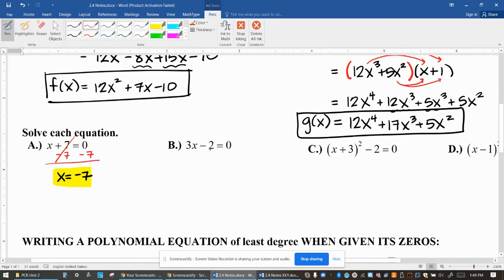If you have a linear factor that's set equal to 0, but it's got a multiplier in front, a coefficient that is not 1, then it takes a little bit more work, but nothing too crazy. All you have to do is divide that coefficient out.